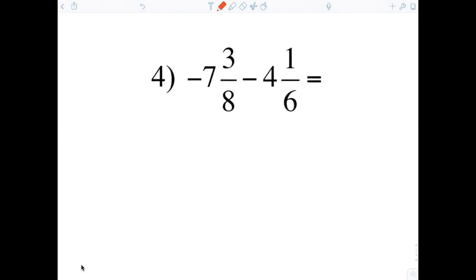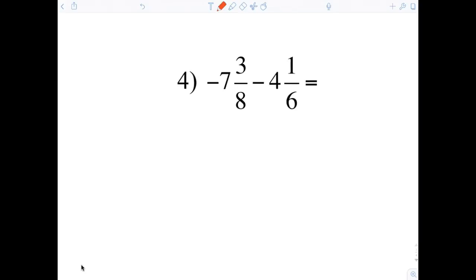Let's look at 4 now. All right, now I need everybody to look at this problem right here. And the first thing I want you to do is tell me if we're going to add the fractions or subtract them? Add. We're going to add them because they're both what? Negative. They're both negative. All right, so we're going to have to add them.